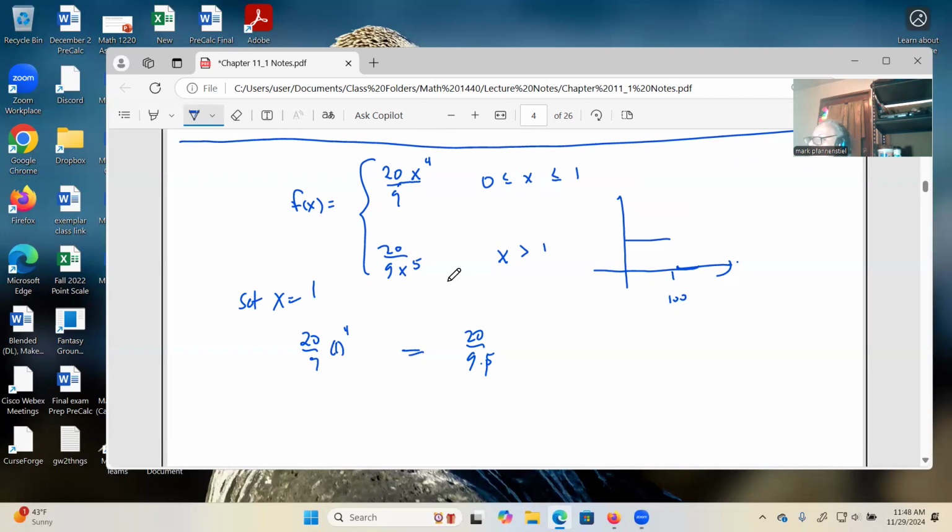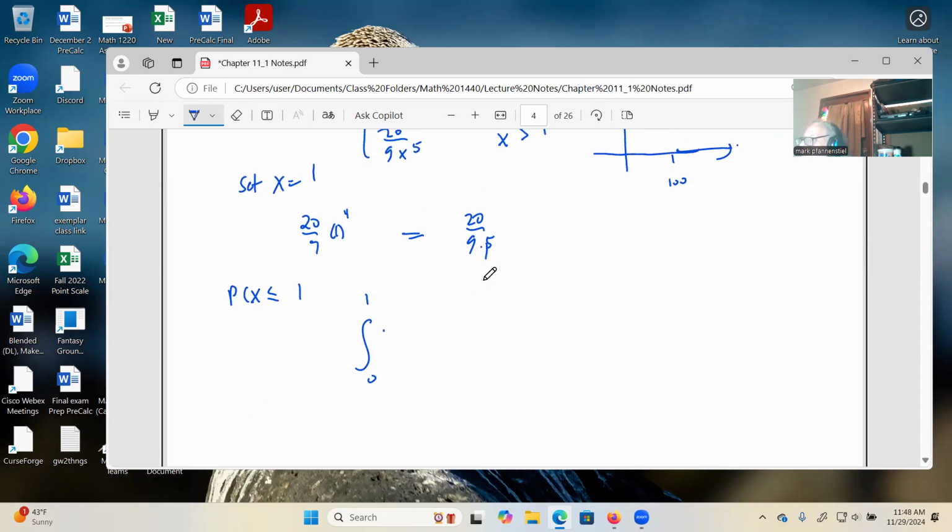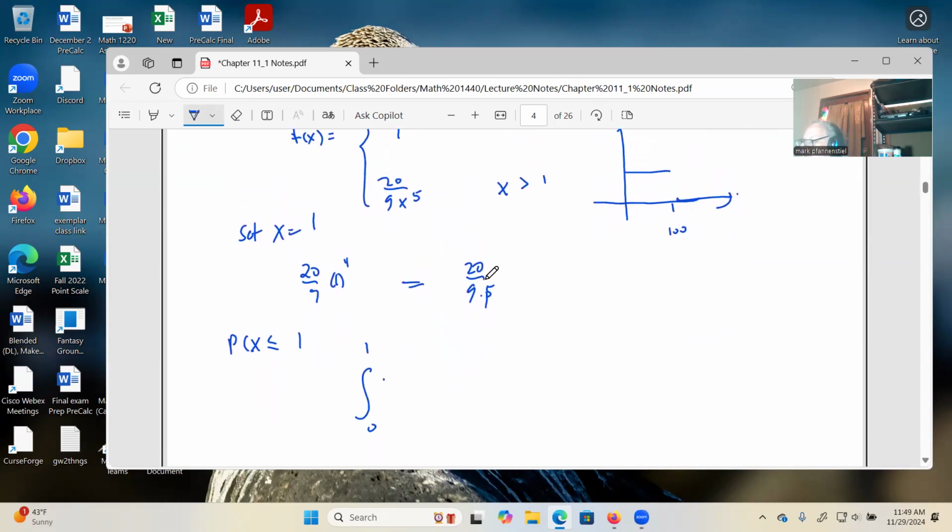Okay. So some of the questions they might have on this is, what's the probability that x is, say, less than or equal to 1? All they're going to do is ask us to integrate this out from 0 to 1. We have 20 over 9 x to the fourth, and we're just going to go ahead and integrate that out.